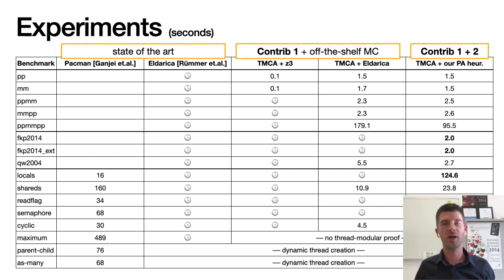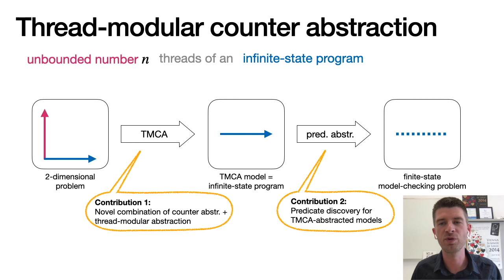So let me bring back this overview slide just to conclude. We saw thread-modular counter abstraction, a 2-step abstraction framework for proving parameterized program safety. We dove into these 2 contributions, TMCA, which is a novel combination of counter abstraction and thread-modular reasoning, and then our own custom predicate selection heuristic for TMCA abstracted models.